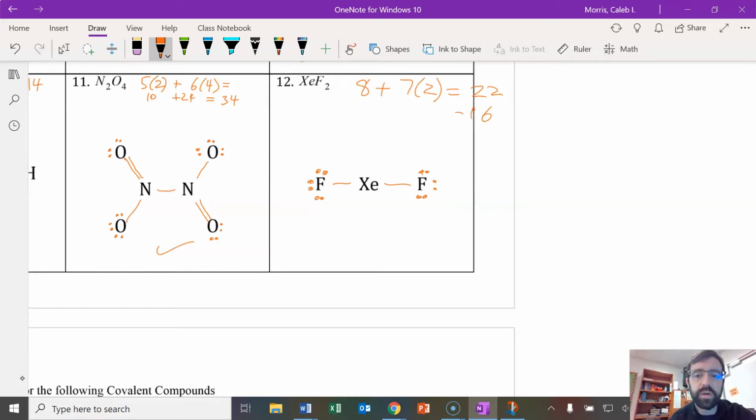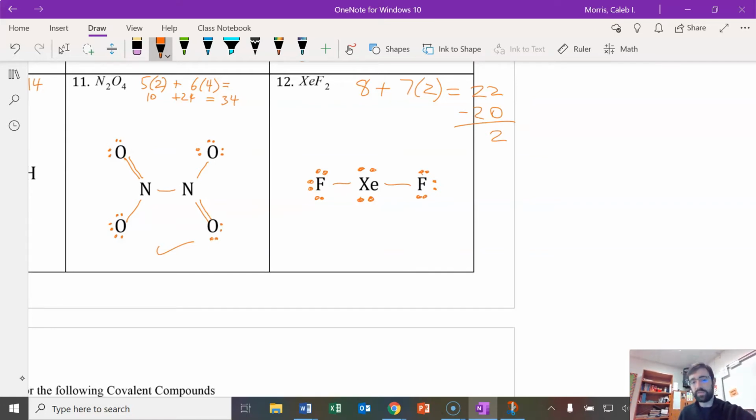Let's keep track of this one because it's a little bit more involved. Okay, so I've taken away 16. Now let's look at xenon, the central atom. It's got 2, 4. I could use a couple of those. 6, 8. Okay, so I used 4. Okay, so that means I've actually subtracted 20 total, right? I've used 20. That leaves me 2 more electrons to use.